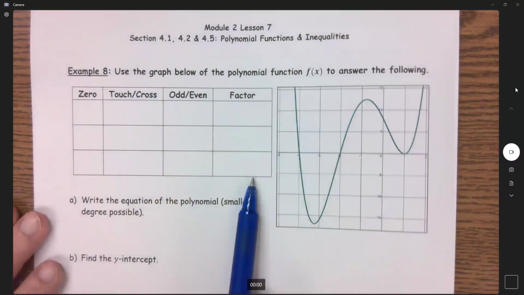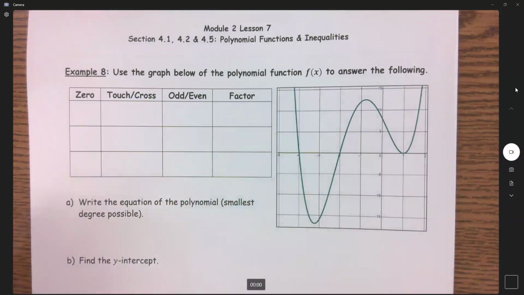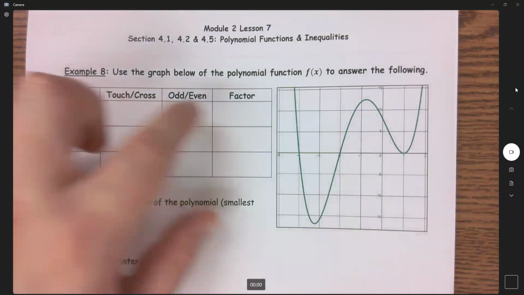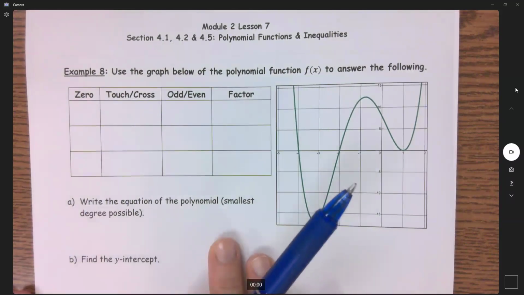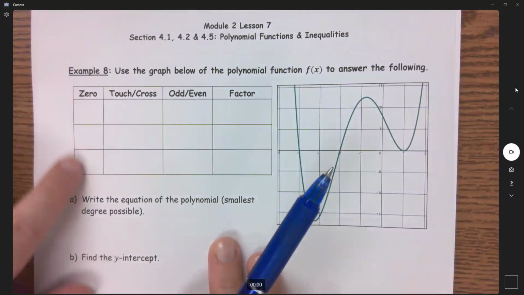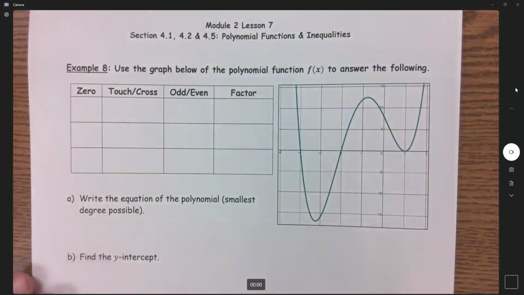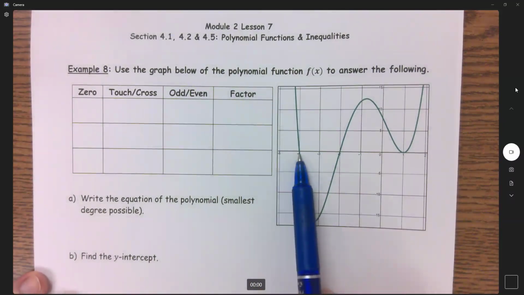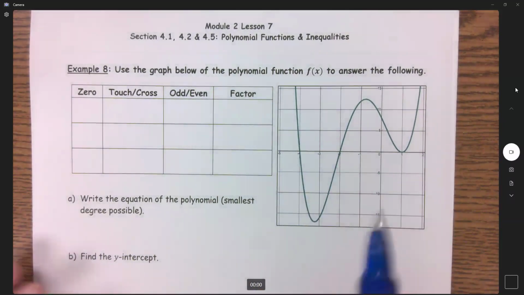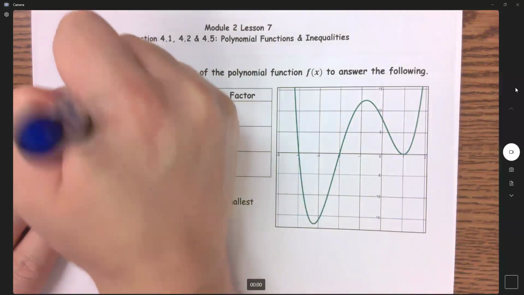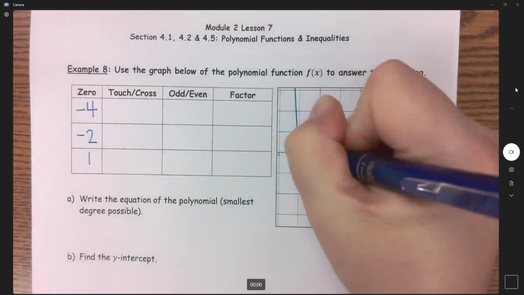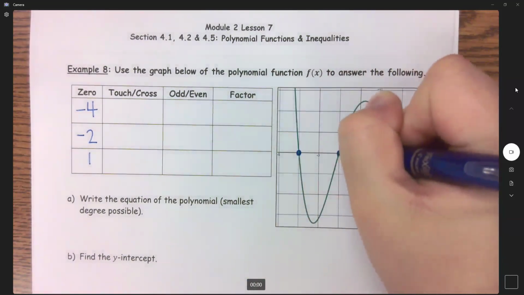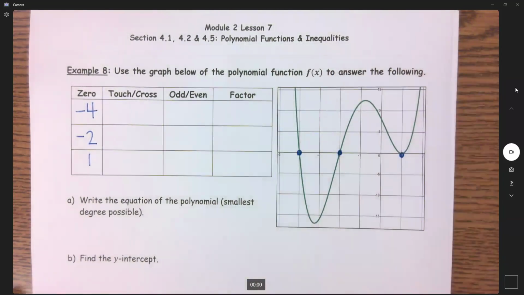Where is it crossing? I can see it's crossing between 5 and 10, but where specifically is it crossing? Now, I put this table up here for you. It's not really part of the homework, but this is kind of the thought process that you need to be thinking as you write this equation. So the first thing, let's find our zeros. Looks like we have 3 of them. So we've got -4, -2, and 1.